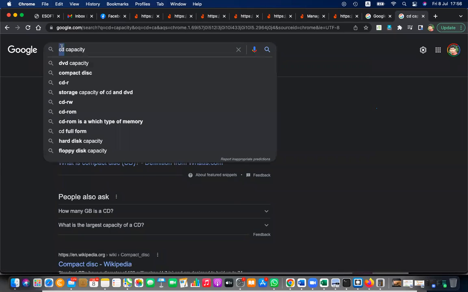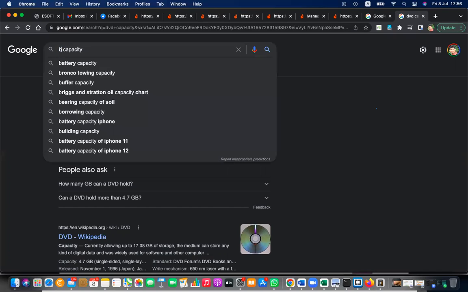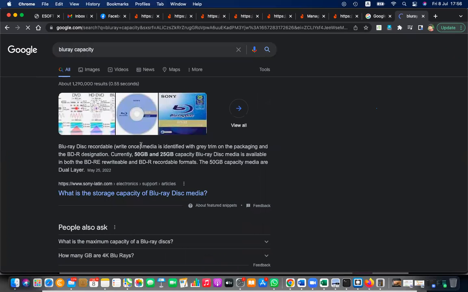But DVD capacity has a higher range. It is in the GB range. It can store even 30 GB, because there are single side, dual side, and dual layer DVDs. Likewise, different DVDs are there, therefore it can go up. And Blu-ray is also in the gigabyte range. So basically, 50 GB can be stored in Blu-ray.